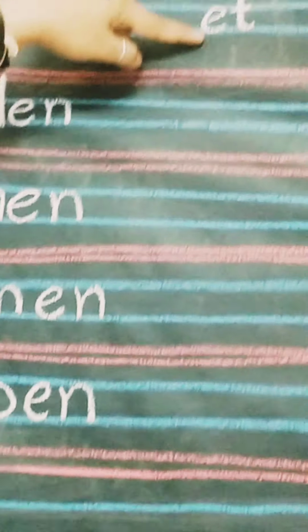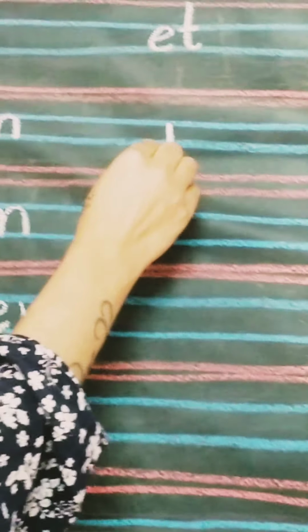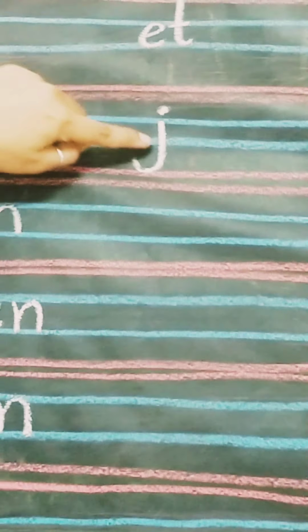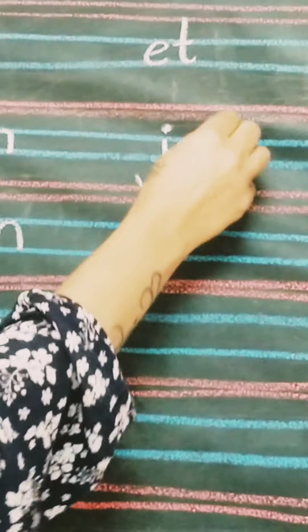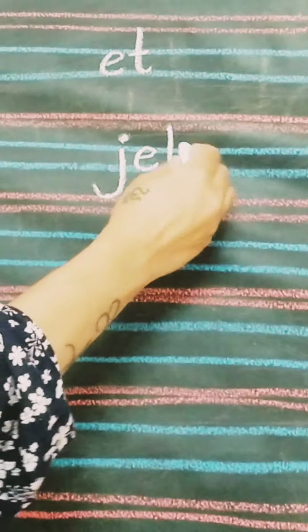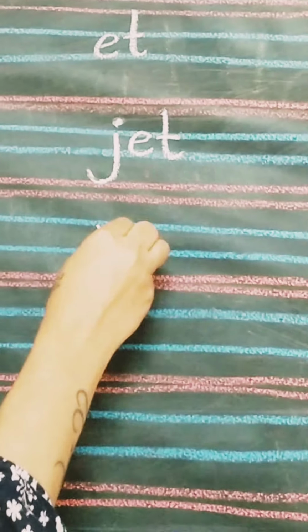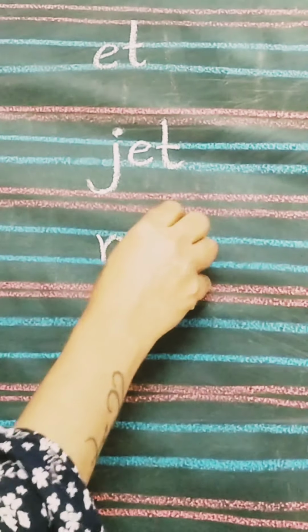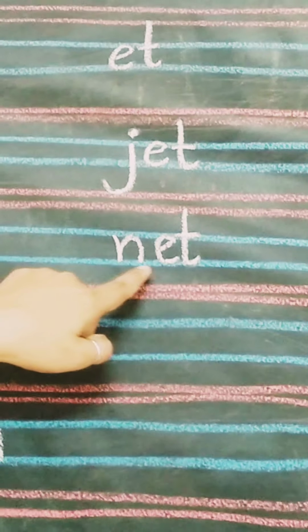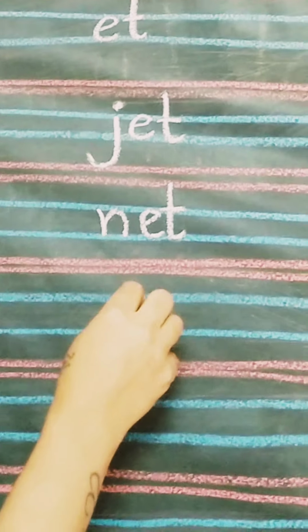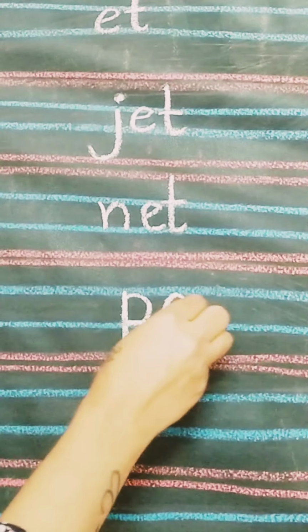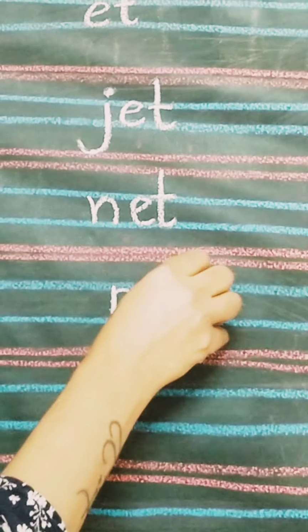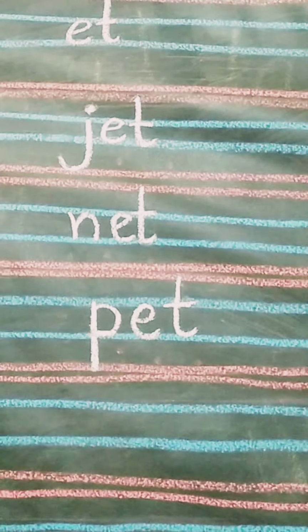Now we will write ET sound. First word right here, lowercase letter J, blue, blue, red, E, red, blue, blue, lowercase letter T. J, A, T, jet. Next word, N, E, T. N, A, T, net. Next, blue, blue, red, lowercase letter P, blue to blue line E, red, blue, blue, lowercase letter T. P-A-T, pat.